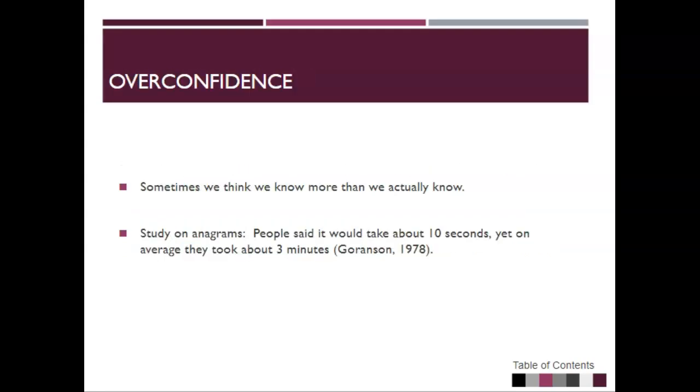Overconfidence is another one, and this happens a lot in real life, but we think we know more than we actually do. A lot of times it has to do with timing. In one study, they asked people ahead of time how long they thought it would take them to do a bunch of anagrams or little word mix-up puzzles. And they all said it would take them just a few seconds, about 10 seconds, but on average, it would take them about 3 minutes.